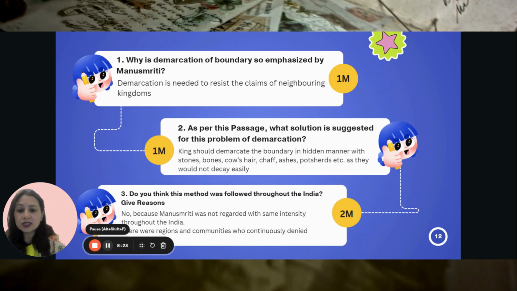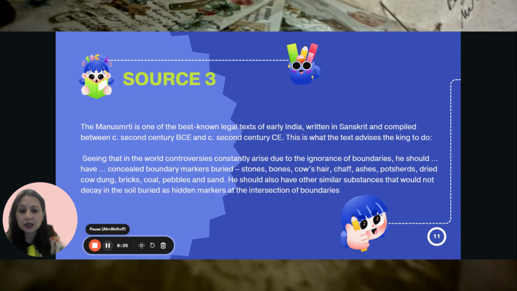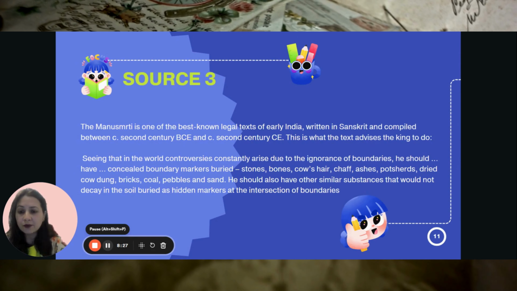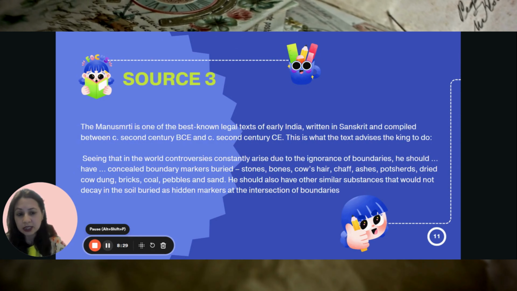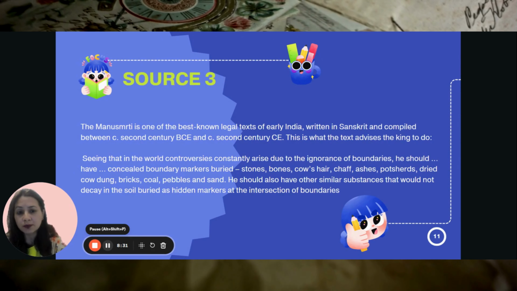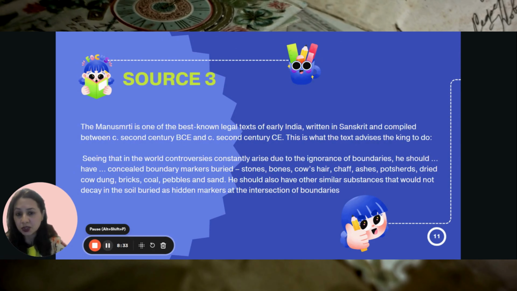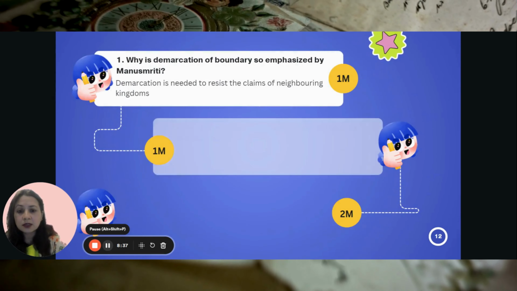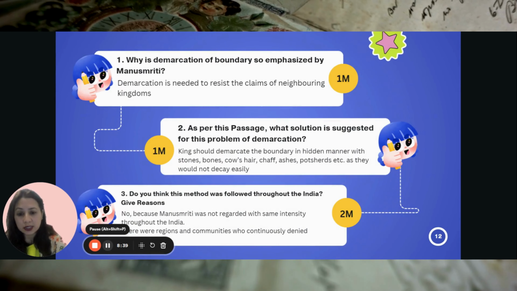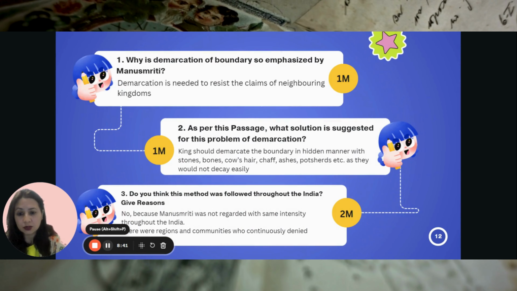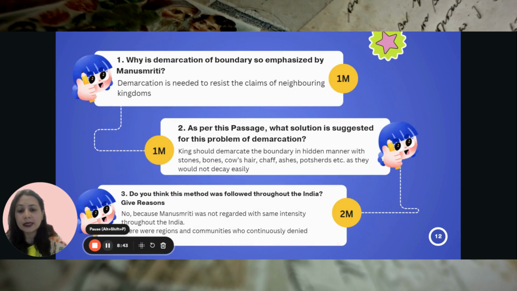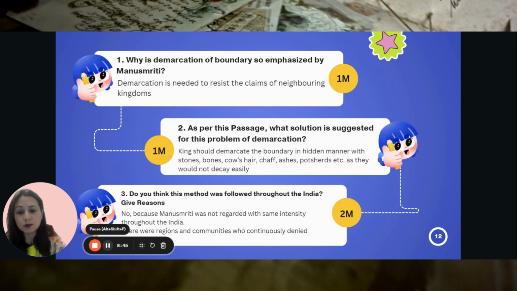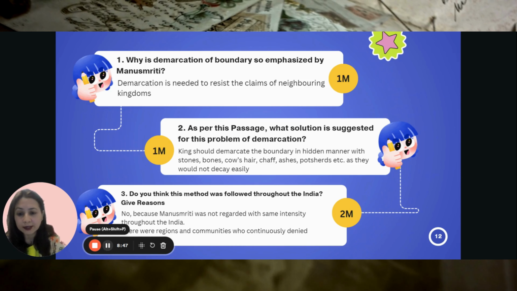So clearly in this passage, you can see that the reason why we should build the boundaries is for resistance from the neighbors, protection, security. The second question is that what solution is suggested for this problem of demarcation? So king should demarcate the boundary in hidden manner with stones, bones, cow's hair and all that.